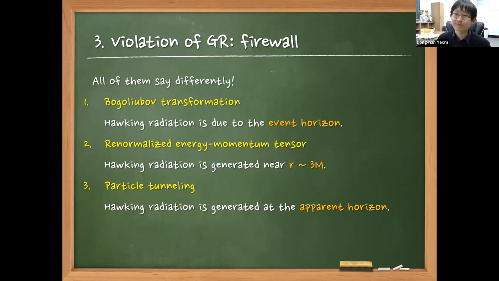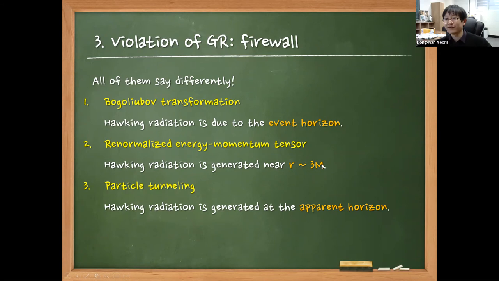In the Bogoliubov transformation picture, the most important surface is the event horizon, because the event horizon causally separates inside and outside. The Bogoliubov transformation is the transformation between past infinity and future infinity. Therefore, the most important horizon is the event horizon, and Hawking radiation is related to the event horizon. That is the first point of view, the Bogoliubov transformation. In the second point of view, the renormalized energy-momentum tensor, if you evaluate the energy-momentum tensor based on the Davies-Fulling-Unruh formula, for example, then the incoming negative energy flux is generated way outside the event horizon, approximately 3M. The horizon is of order 2M, but the incoming negative energy flux is at about 3M. Therefore, Hawking radiation is generated near around 3M.